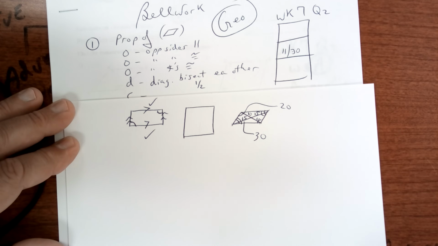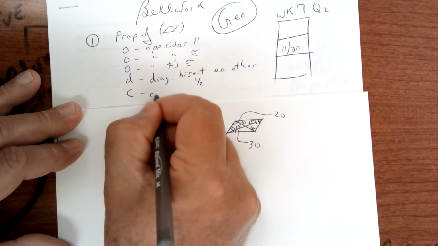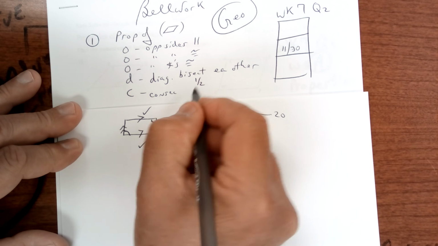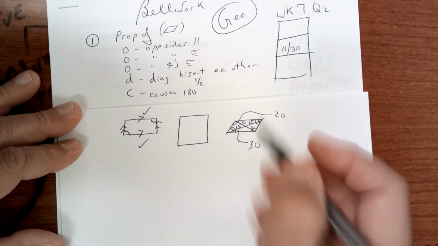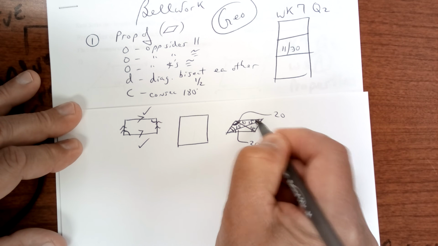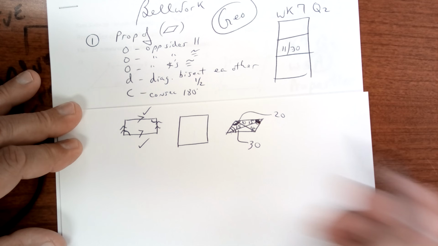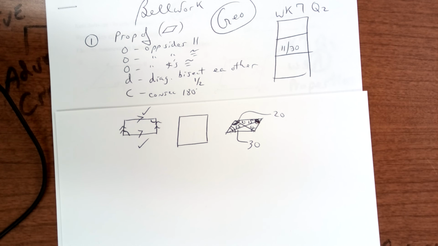And finally, consecutive angles are supplementary. So in other words, this angle up here plus this angle would add up to 180, or this one and this one would add up to 180. Consecutive angles. All right, so say it to yourself right now. OOODC. That's how you memorize the 5 properties of a parallelogram.